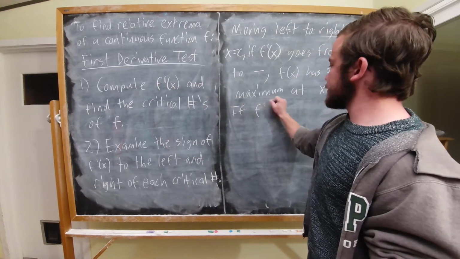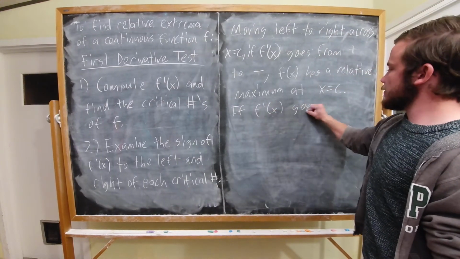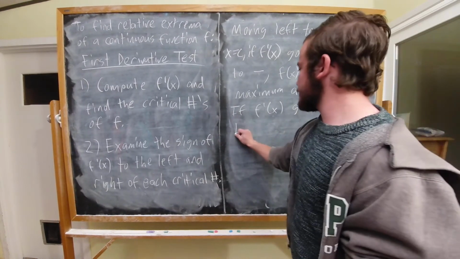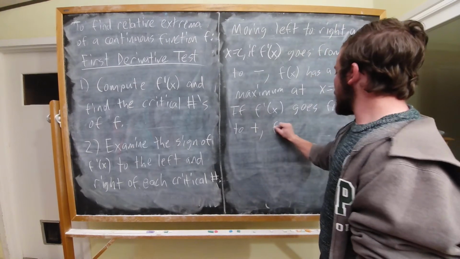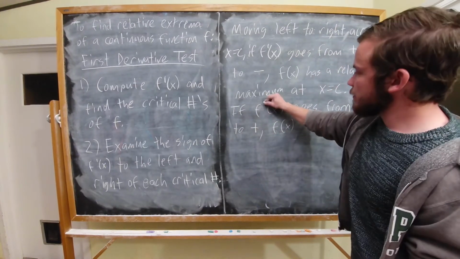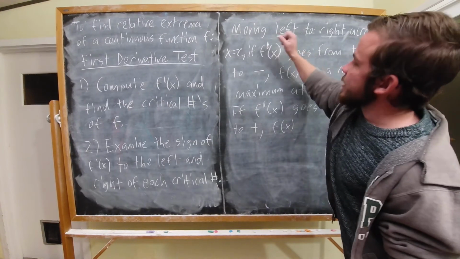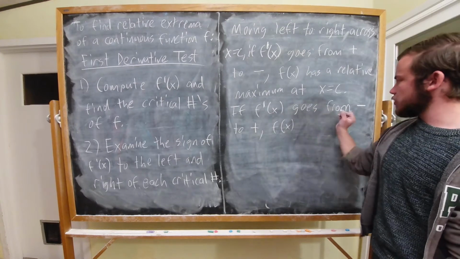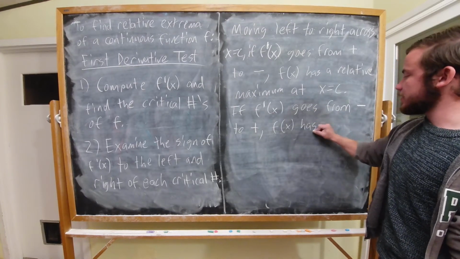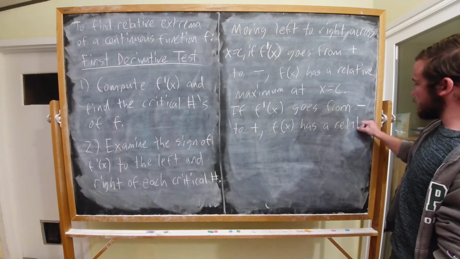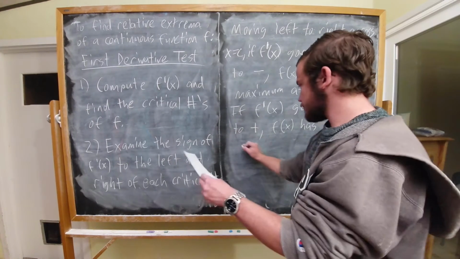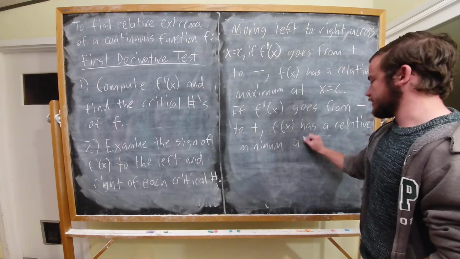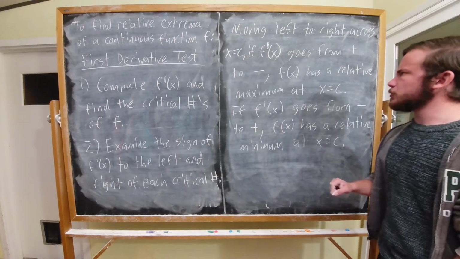If f prime of x goes from negative to positive, f of x, so again, we're analyzing f prime of x to gain information about f of x. So if f prime of x goes from negative to positive, f of x has a relative minimum at x equals c. So those are our two main cases.